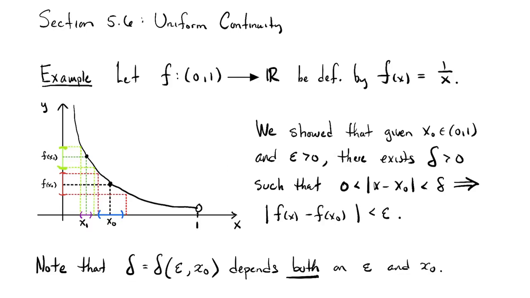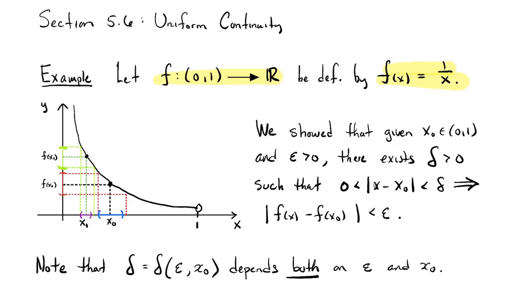All right, so to motivate it, I'm going to use this picture of an example we've talked about before. Let's look at this function f on the open interval from 0 to 1 that's just defined by f of x is 1 over x, the reciprocal function. I've got a graph of it drawn there in the picture, and we've shown that this function was continuous. We gave an epsilon delta argument for it.